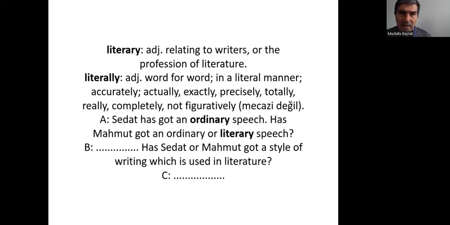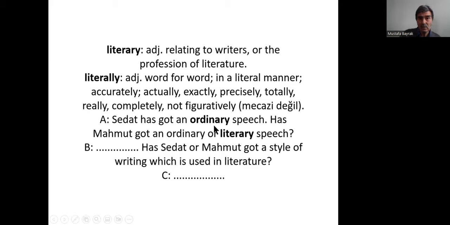Literary and literally, they are confusing. Literature, you know, is connected with literature, but this is literary. Literary means relating to writers or the profession of literature. Literally means word for word, in a literal manner: accurately, actually, exactly, precisely, totally. Not in a figurative way, not in a metaphorical way. It's a little confusing. Literary means connected with literature, writers.